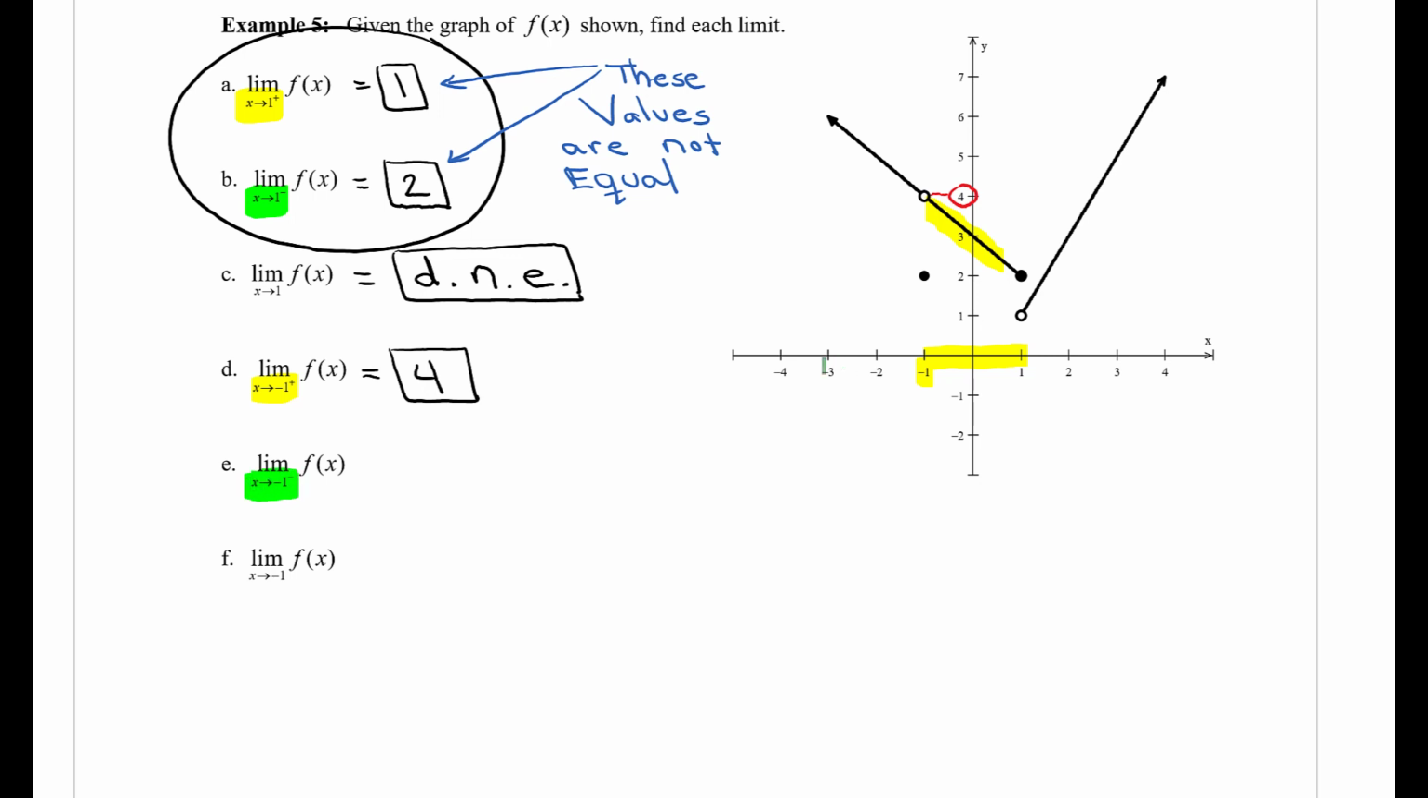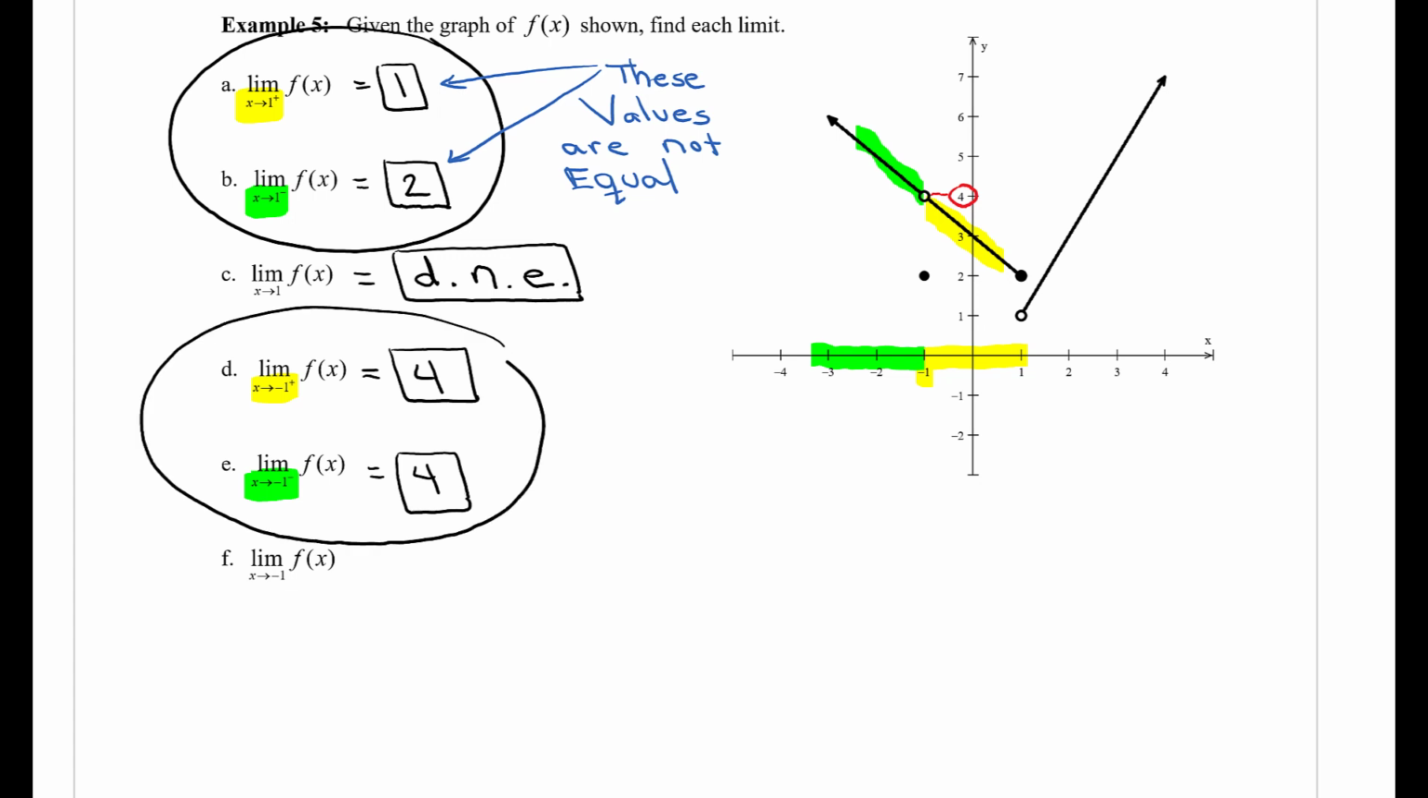I've highlighted the x approaches -1 from the left in green. I've highlighted coming in from the left on the x-axis and the function in green. And I see we're approaching 4 as well, so I'm going to go ahead and write that equals 4 and box that in. I'm circling part D and E, and I'm also going to draw arrows to those two values, and I'm going to write to the right of these that these values are equal.